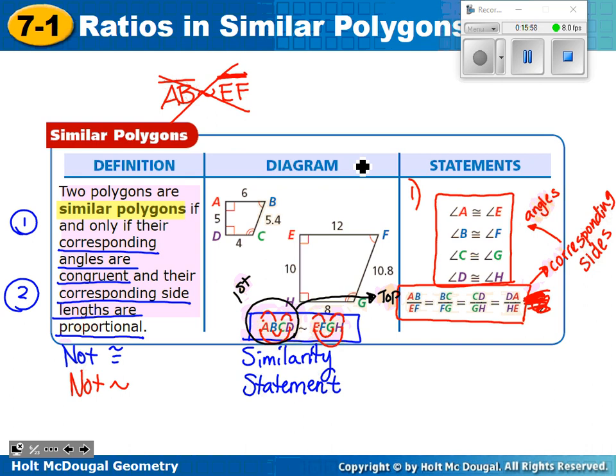So the number that was over here is called the similarity ratio. Please add this to your notes. Similarity ratio.